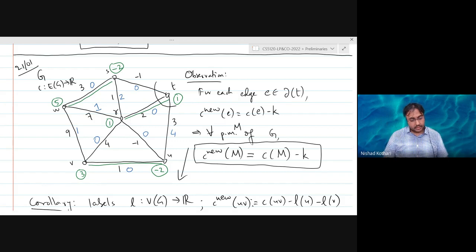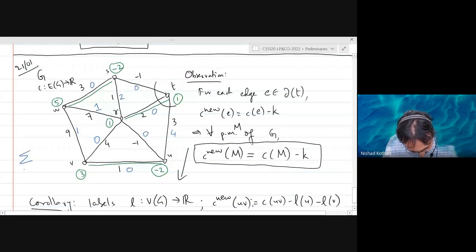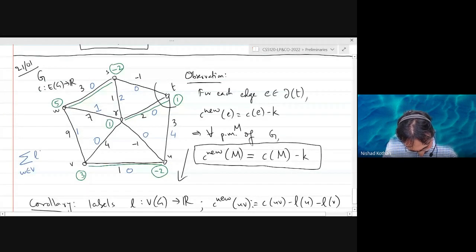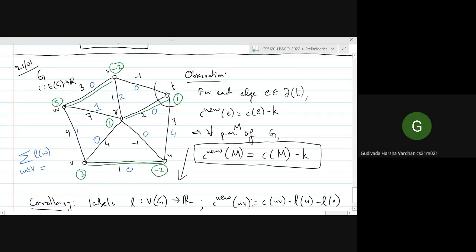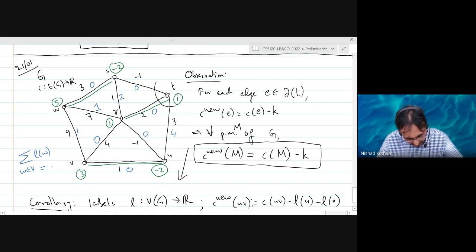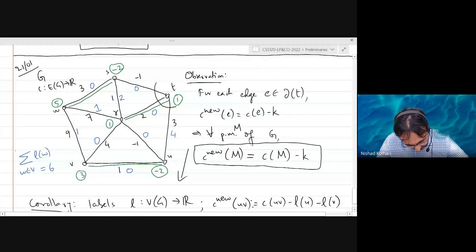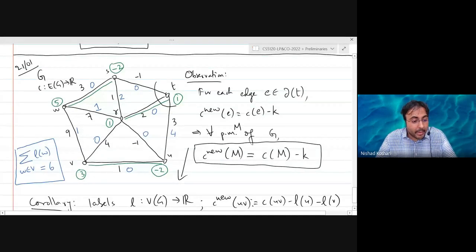As per our observation, let us also compute the sum of all the labels. So the green colored are our labels, right? So for every vertex, let us compute the sum. Can anyone tell me what the sum of the labels is? Right? It is actually 6. Yeah, it is 6. You probably made an arithmetic error. And that is not a coincidence because our perfect matching had cost 6, and we want its new cost to go down to 0. So the sum of the labels has to be 6, right?